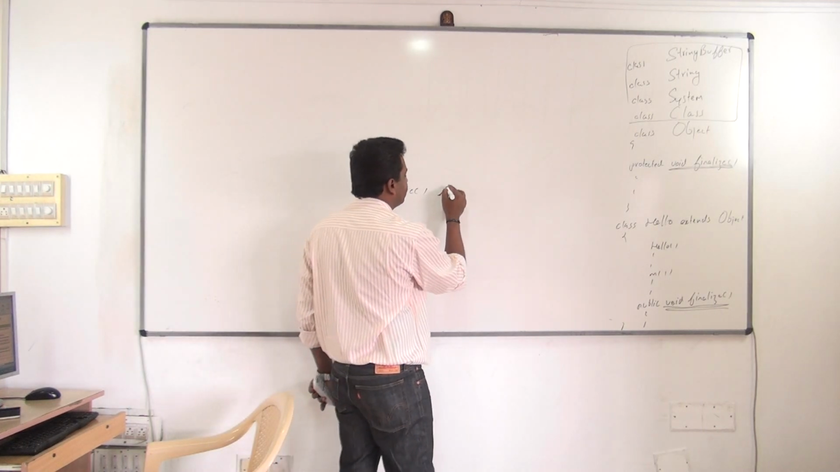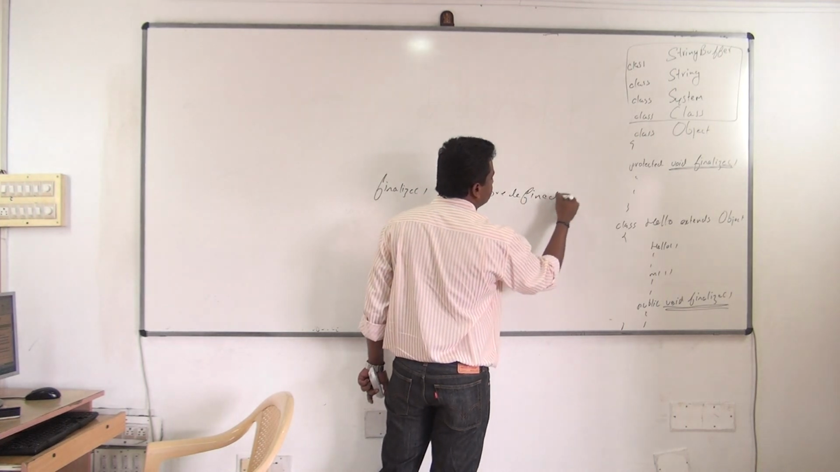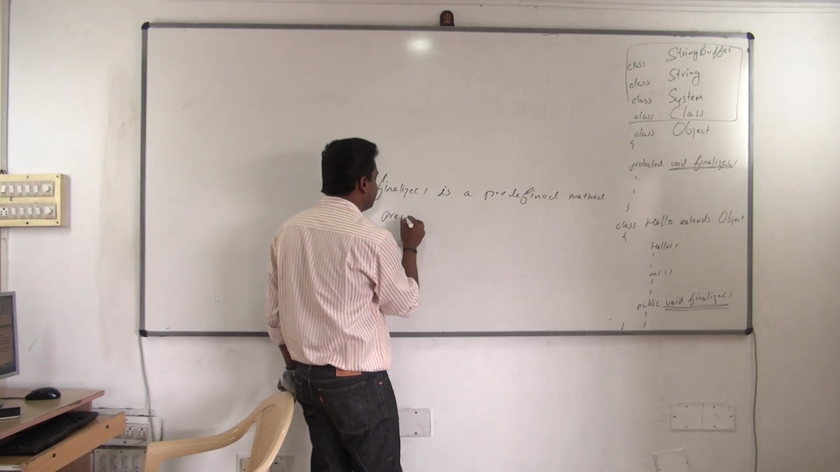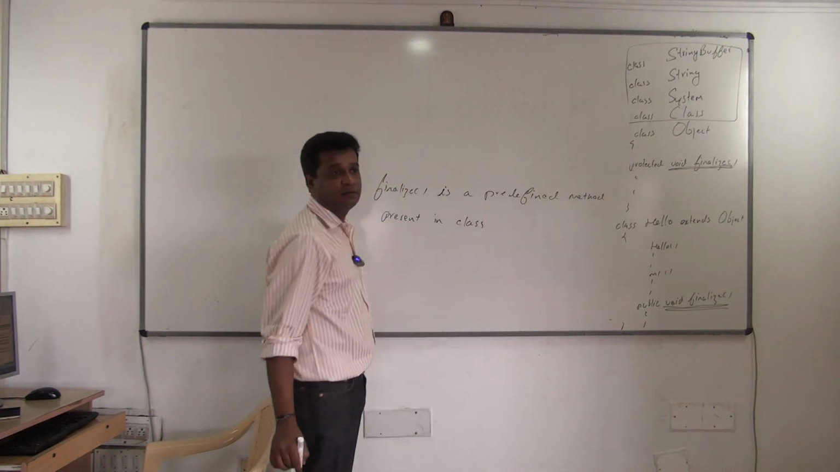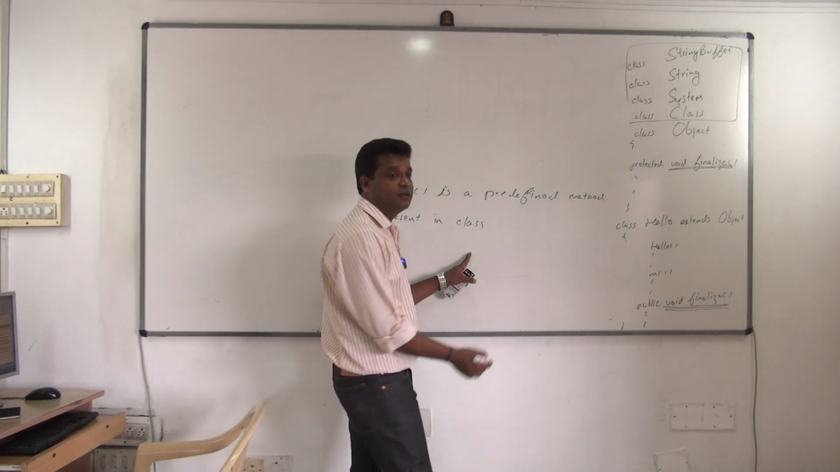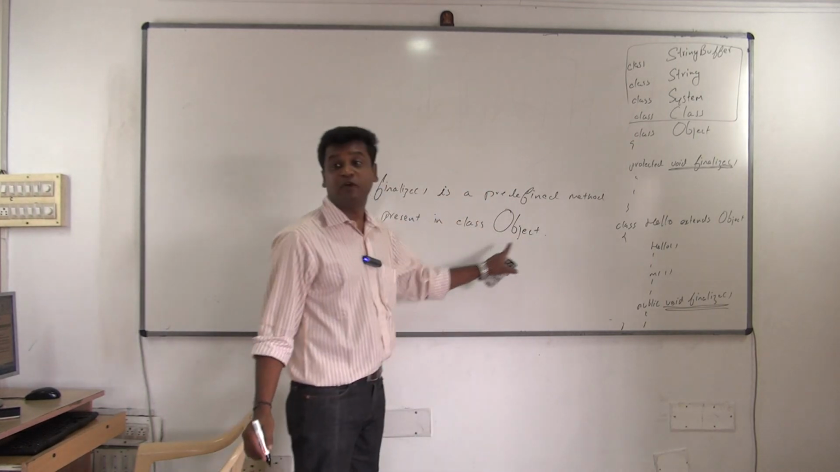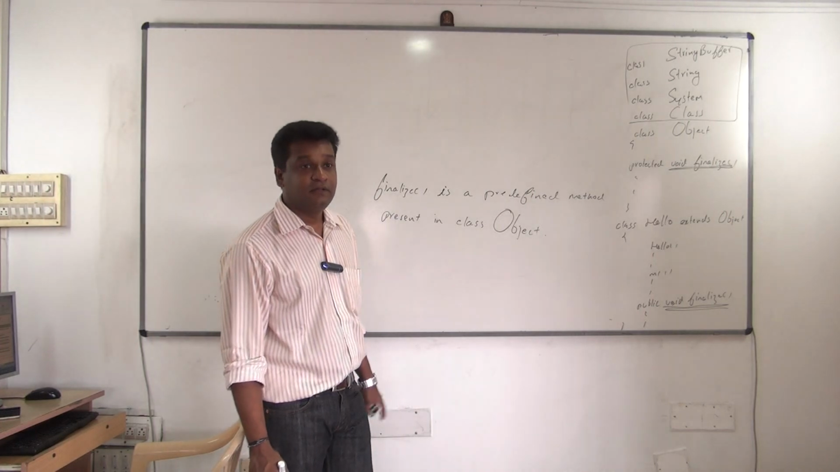finalize() is a predefined method, okay, present in class, this time c small. Understood? Because I am talking about a keyword, O caps. I am talking about the class, built-in class. Following now? This is how you have to write.